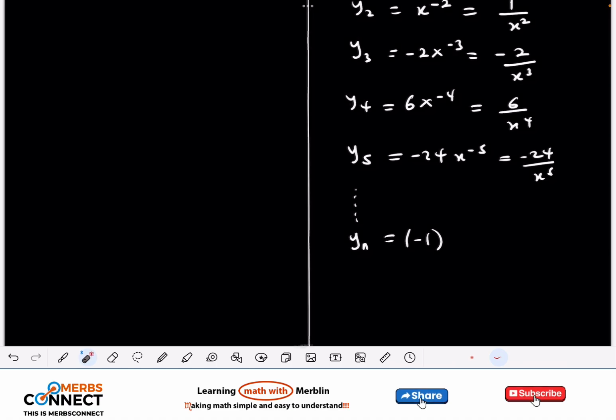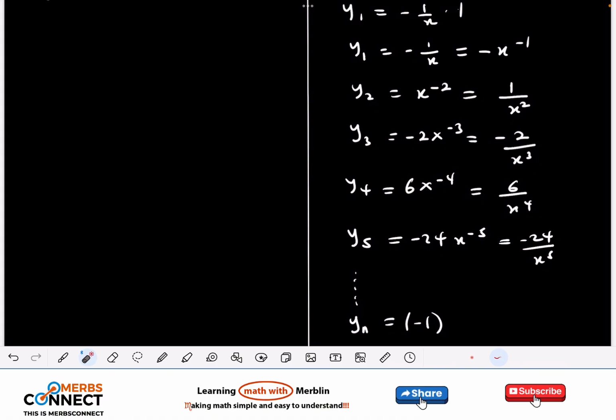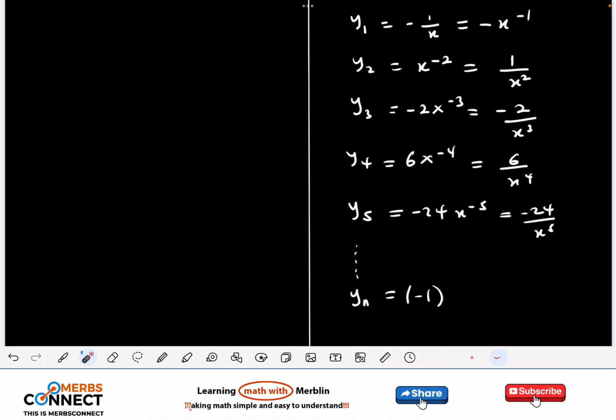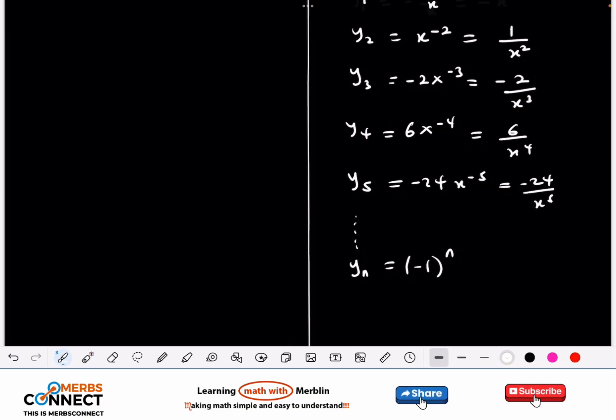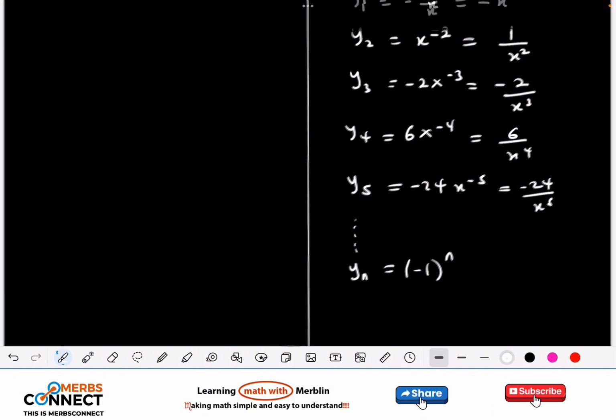So it means that the power that we are having is going to be, when it is 1, we are going to get 1. When it is 2, we are going to have 2. When it is 3, we are going to have 3. When it is 4, 4. So it means that when it is n, we are going to have n. So we are done taking care of the minus aspect, right?